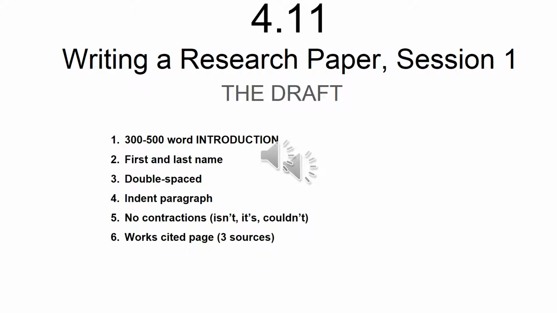These are the instructions for the 4.11 writing a research paper draft assignment. So for the draft, you're going to write an introduction, a 300 to 500 word introduction for what would be a research paper. Make sure that your first and last name is on the document. Make sure that the lines are double spaced and that you indent the paragraph. Please do not use contractions like isn't, couldn't, or wouldn't, words like that.